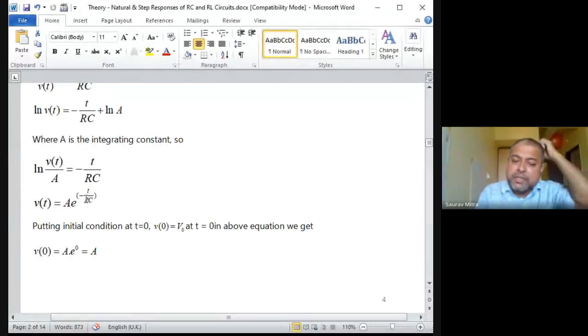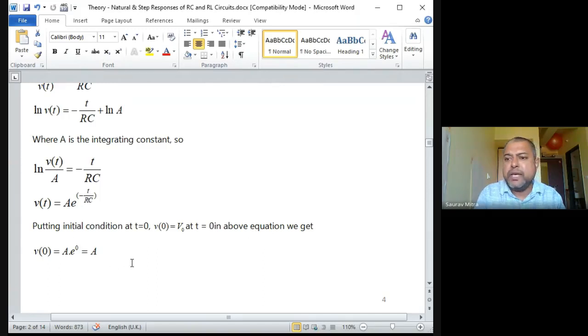So substitute t equal to 0 in e raised to minus t by RC. So e raised to 0 means 1. So initially V(t) is equal to A. Just now you have removed the supply, just now you have made C and R parallel. How much is the voltage across the capacitor? It is A, capital A. That is the initial condition. That is what they have said. At t equal to 0, V is equal to capital V0.